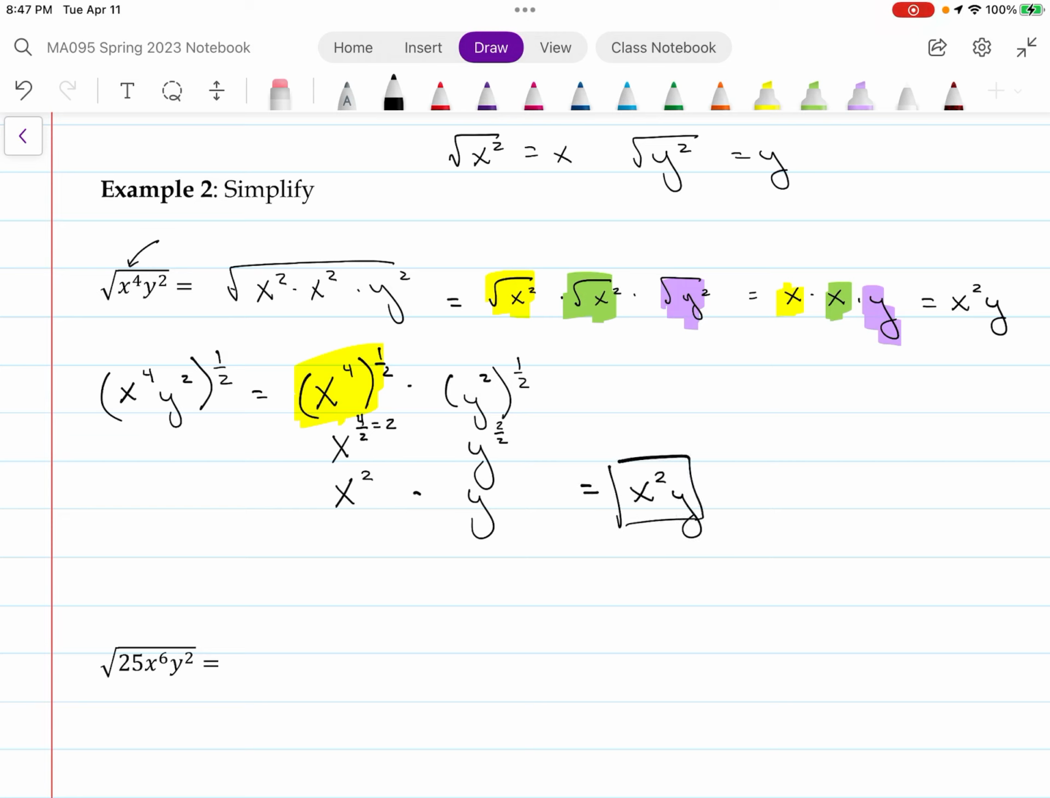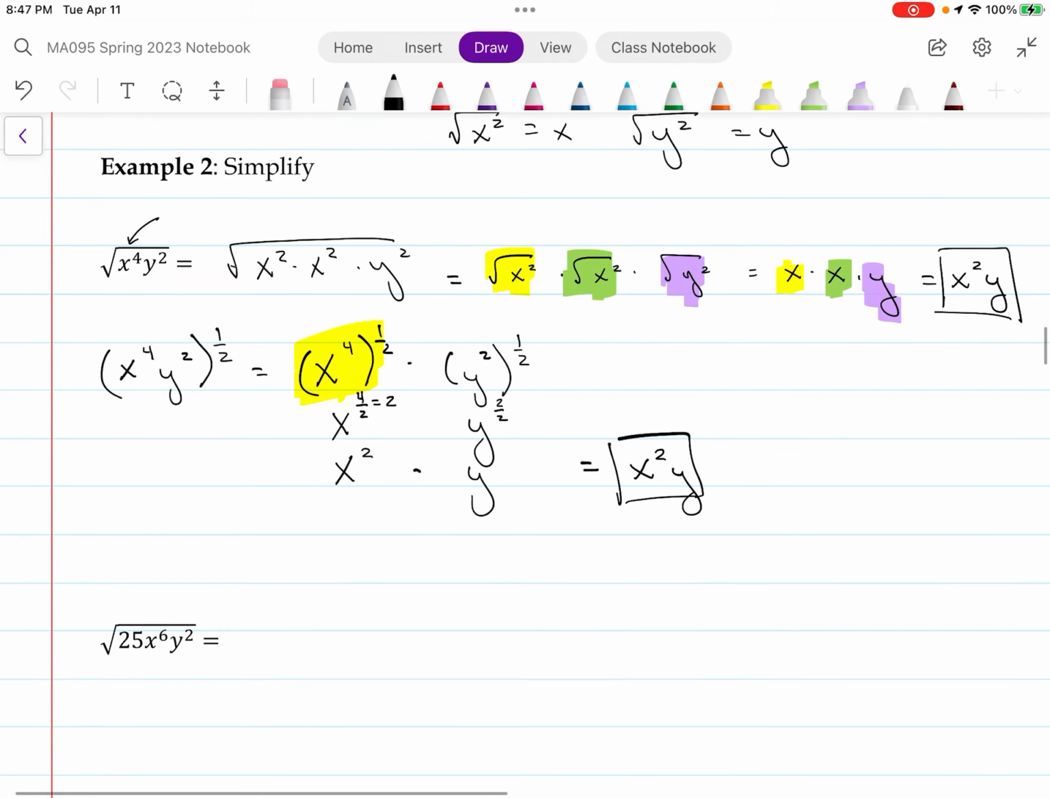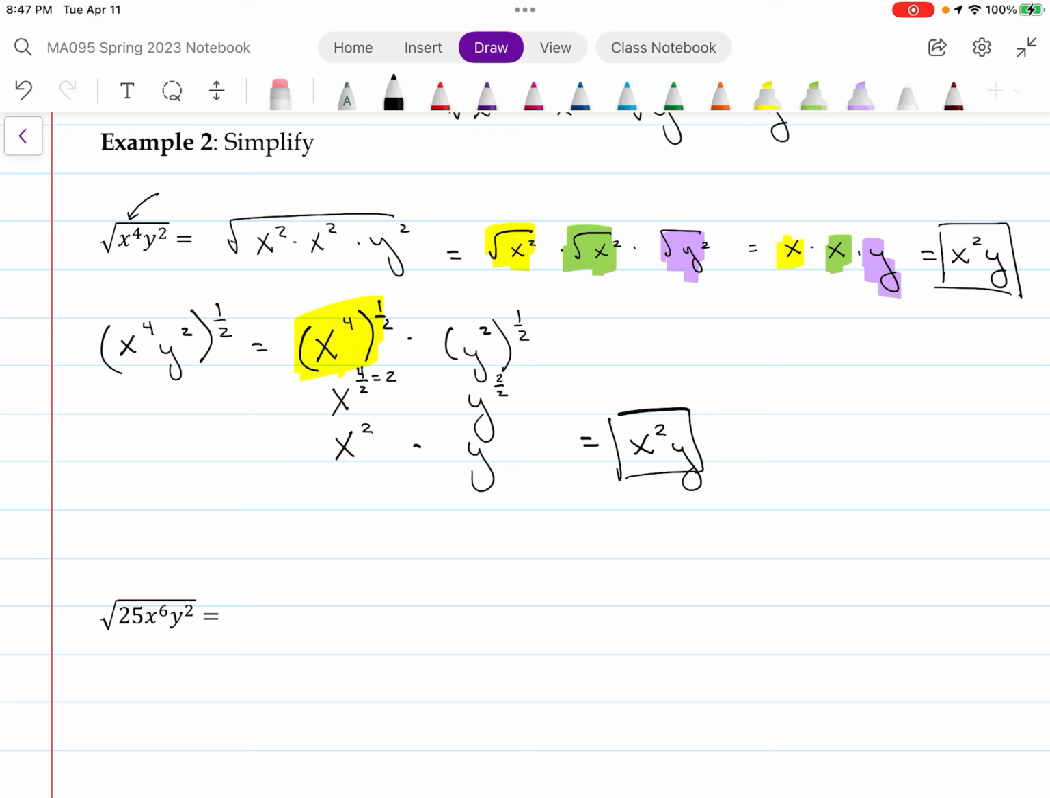Whichever way you want to do it, breaking it apart, looking at all the pairs, every pair is going to be a squared, and when you take the square root of it, you get itself. Okay? All right, so let's try this next one. So I'll do it the first way. We're going to break this up into the square root of 25 times the square root of x to the 6th times the square root of y squared. All right, so the square root of 25 is 5.